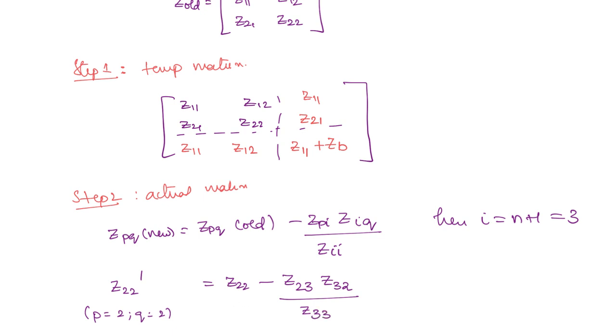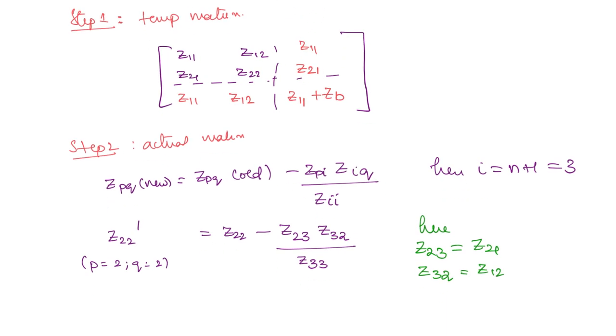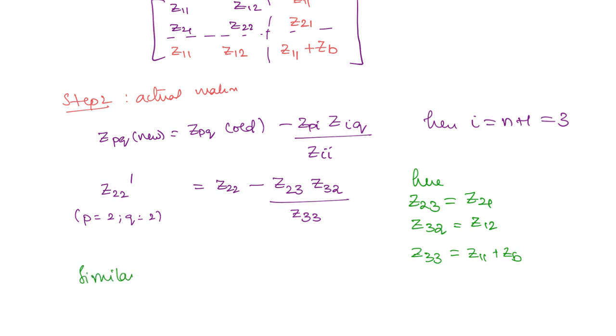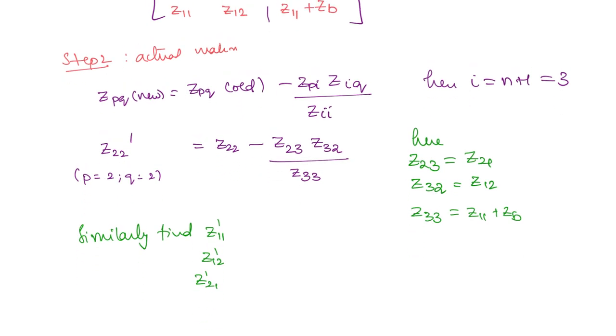Now what is Z22? It is this element here, Z22. Z23 is this element, second row and third element. So Z21 is Z23 here, and Z32 is third row second element, which is Z12, divided by Z33, which is Z11 plus ZB. So here Z23 is equal to Z21, Z32 is equal to Z12 and Z33 is equal to Z11 plus ZB. In this manner you are going to similarly find Z11 dash, Z12 dash, Z21 dash. Z22 dash we have found out, that's all. The other elements you are going to just ignore.